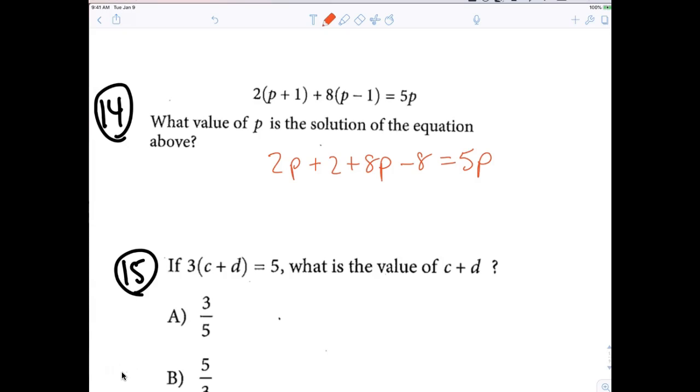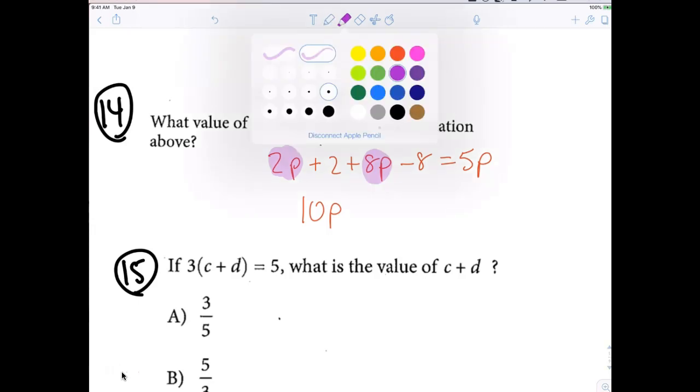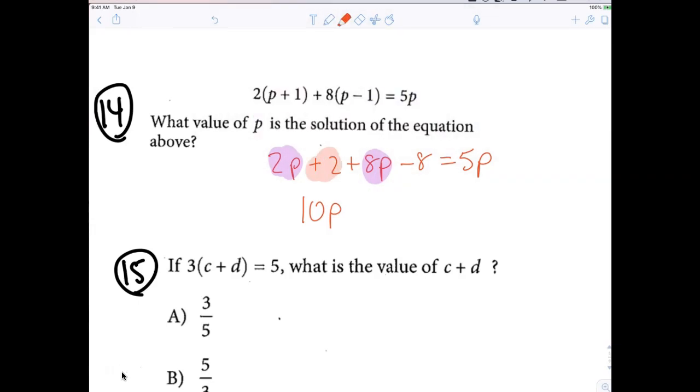Then you have to combine 2p and 8p. That's exactly right. Very, very good. What is that? That is 10p. Good. Now what? Then you have to combine 2 and negative 8, which is negative 6.